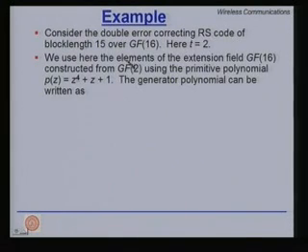Now, we use here the elements of the extension field GF16 constructed from GF2 using the primitive polynomial z raised to 4 plus z plus 1. We have done this just before.